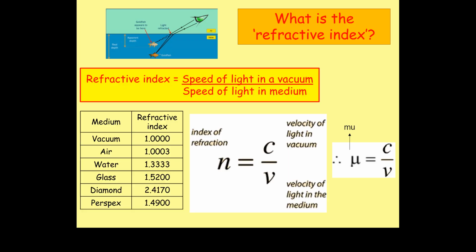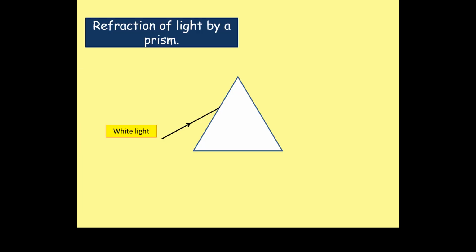From this we can know the refractive index, because there are two mediums. We speak about the refractive index of the given medium with respect to another medium. So the refractive index, symbol n, is equal to c by v, where c is the speed of light in vacuum and v is the speed of light in the given medium. It can be water or glass, anything else. So the formula of refractive index n is equal to c by v. It can also be called mu, not only n. Refractive index can be represented by mu as well. Mu is equal to c by v.